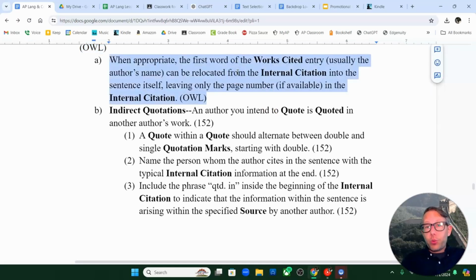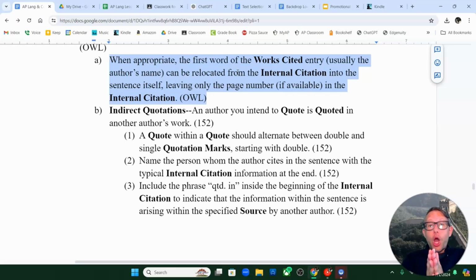When appropriate, the first word of the works cited entry, usually the author's name, but not always, can be relocated from the internal citation into the sentence itself. So if you were unfamiliar with that, that's a good tool to keep in mind. And it's a great tool, particularly if you want to establish ethos, okay? So if you think name dropping the person who wrote your source is going to really help you to develop ethos with your rhetoric, then you don't want to put it in the internal citation. You want to plug it into the sentence itself. That's perfectly okay.